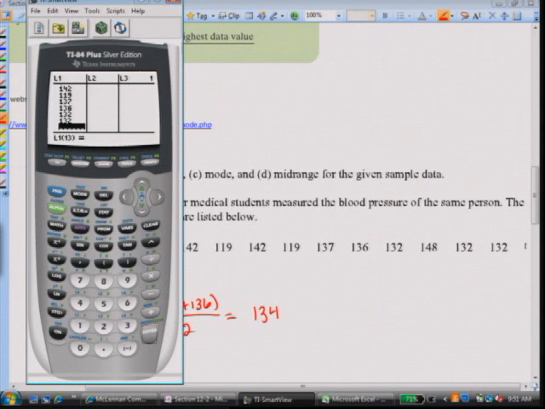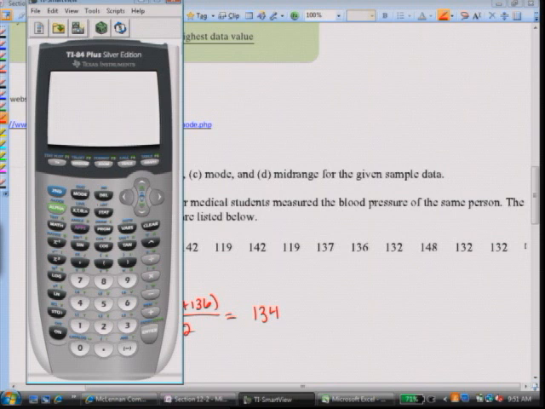Everybody good? Yeah? Okay. So now, I guess a good way to do this is just to get back to the home screen. So if you want to get back to the home screen, out of this screen, you go second quit. Whenever you get somewhere you don't want to be on your calculator, if you do the second and the mode button, it quits you and takes you back to where you can just add, subtract, multiply, divide. Does that make sense? Okay.